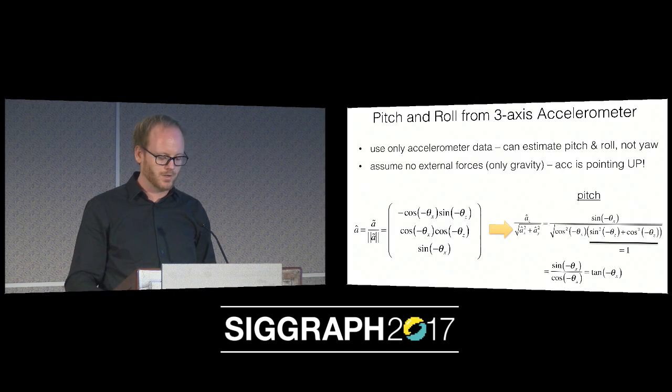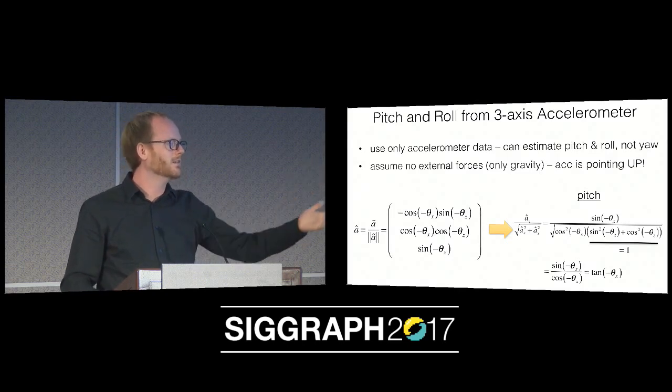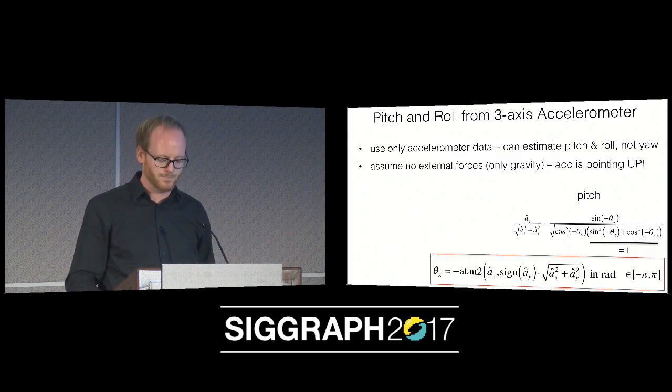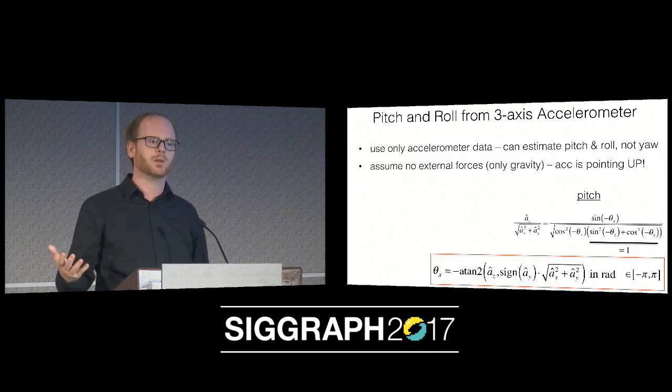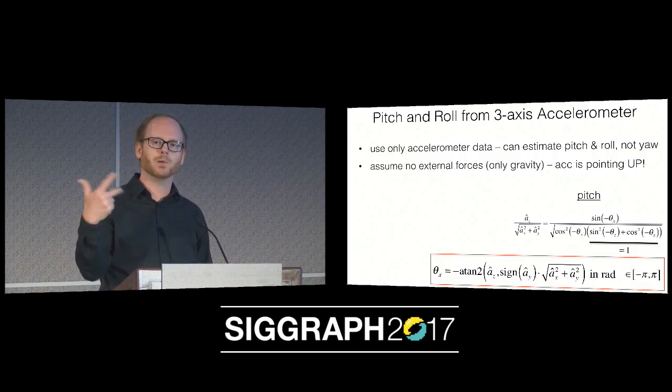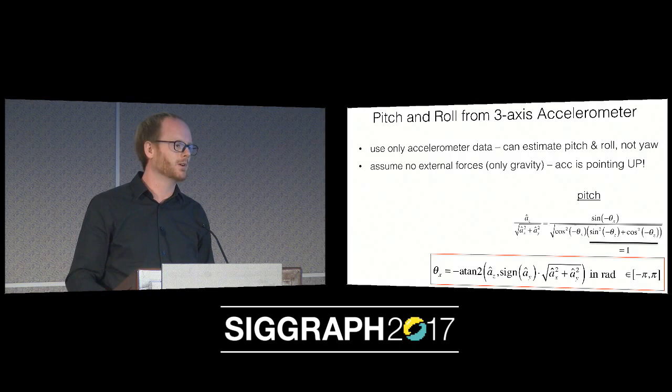Pitch is right here. We're going to divide az over square root of ax square plus ay square. You can see that on the right, a bunch of terms fall out. It ends up being a tangent again. And in this case, we're just going to relate it again with the A tan 2 function and combine these accelerometer measurements to get the pitch in this case. So that's pretty much it. Very simple equation to get pitch and roll from three-dimensional accelerometer values.